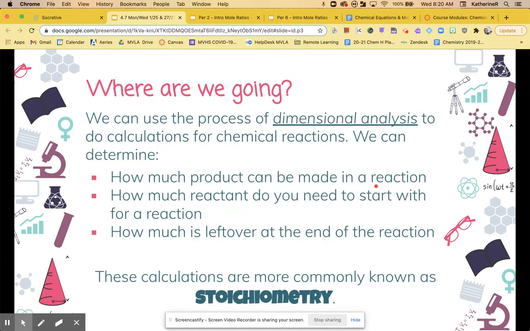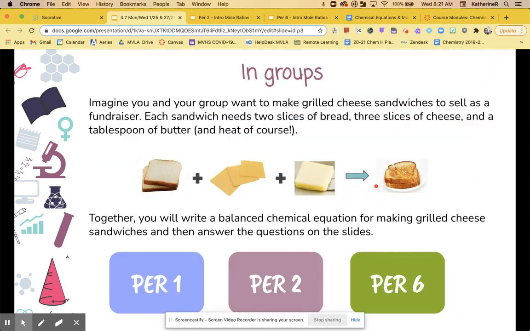Okay, but here is where we are going. We're going to look at how we can use the process of dimensional analysis to do calculations for chemical reactions and how we can determine how much product can be made in a reaction, how much reactant you need to start with for a reaction, how much is left over at the end of a reaction. That's where we're going, and that's really where we're going to pick up on Friday. These general calculations are called stoichiometry, which is sometimes something people have heard before they start chemistry. And so we're going to get our last piece today in order to be able to do these calculations on Friday.